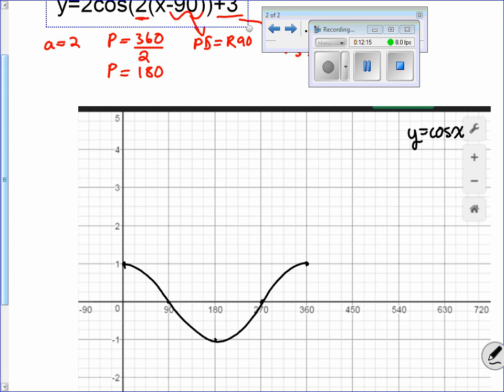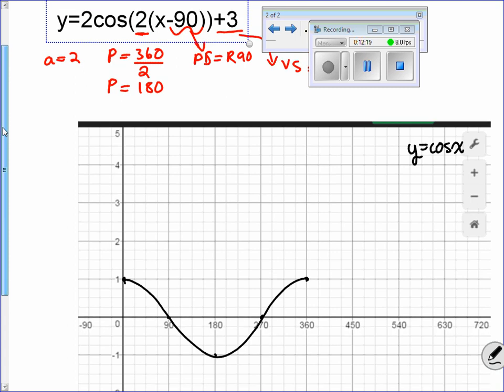And there we have y is equal to cosine x. The next thing we have to do, just like before, is we look at the amplitude. The amplitude is identified by the 2 sitting in front of our graph. So the amplitude stretches our graph by a factor of 2. So we multiply all of our y points by 2.